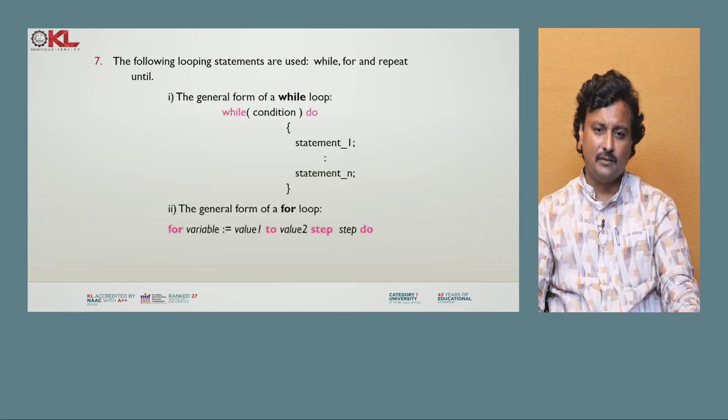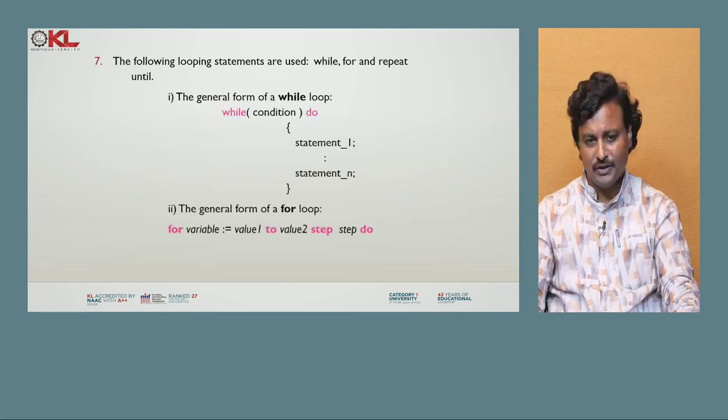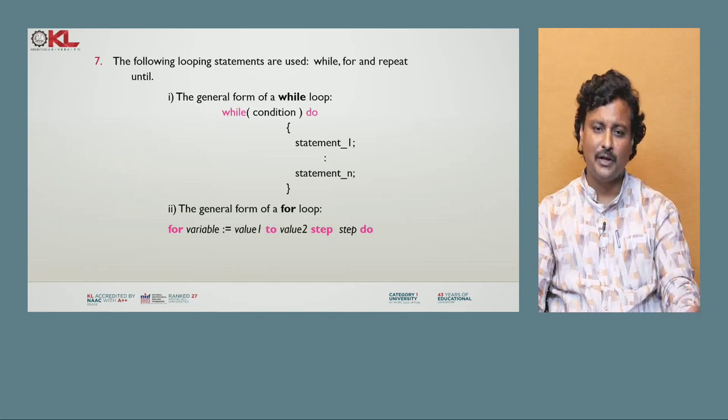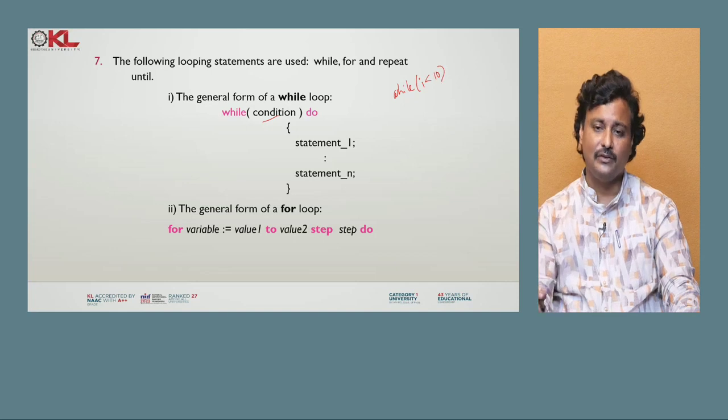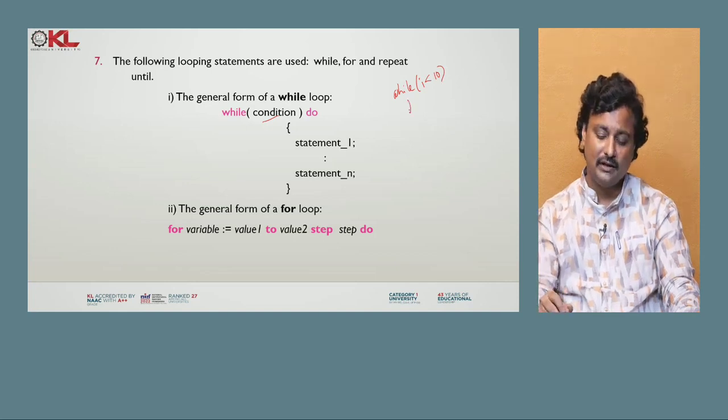So these are the looping statements, how we write a looping statement in an algorithm. This is a sample while condition, how we represent it in an algorithm. So you can see while holds a condition, for example, while i less than 10. If the i value is less than 10, the loop iterates with the set of instructions that we give.